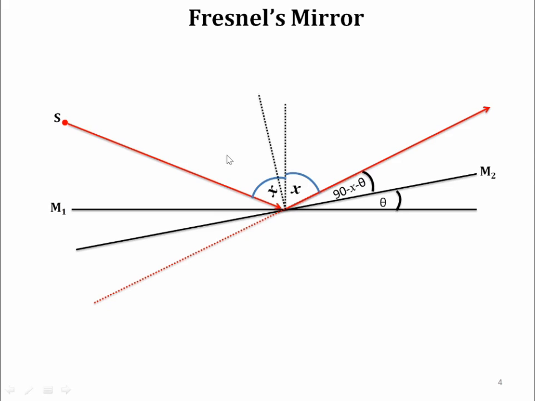Now again onto the same edge, we are drawing a perpendicular to mirror M2. Now the angle between two lines and the angle between their perpendiculars are the same. So this angle should also be theta. If this is theta, then this also has to be theta. Now let us see the reflection of this same ray. Suppose this is falling on mirror M2. Then the angle of incidence is x minus theta.